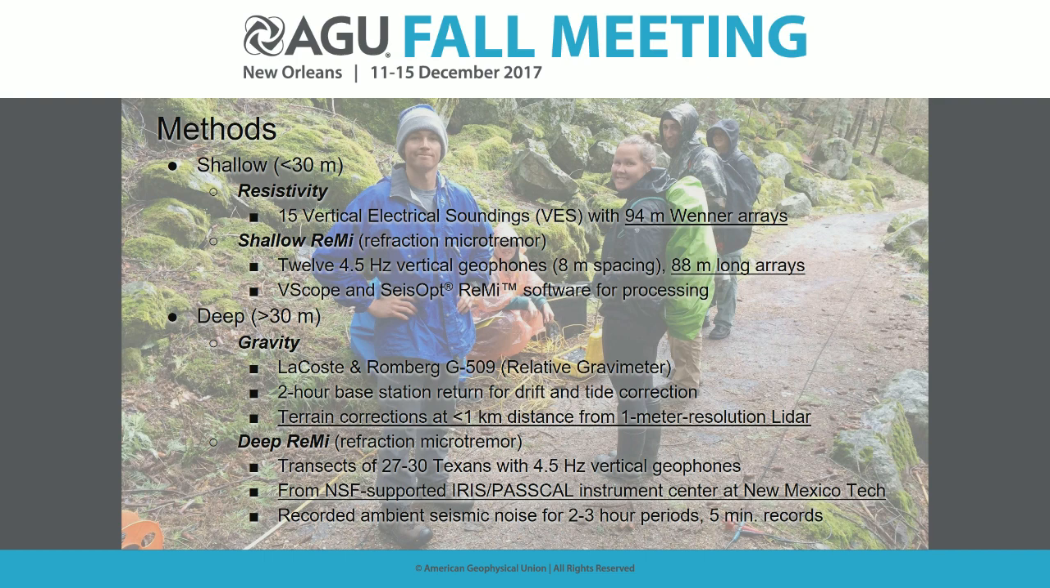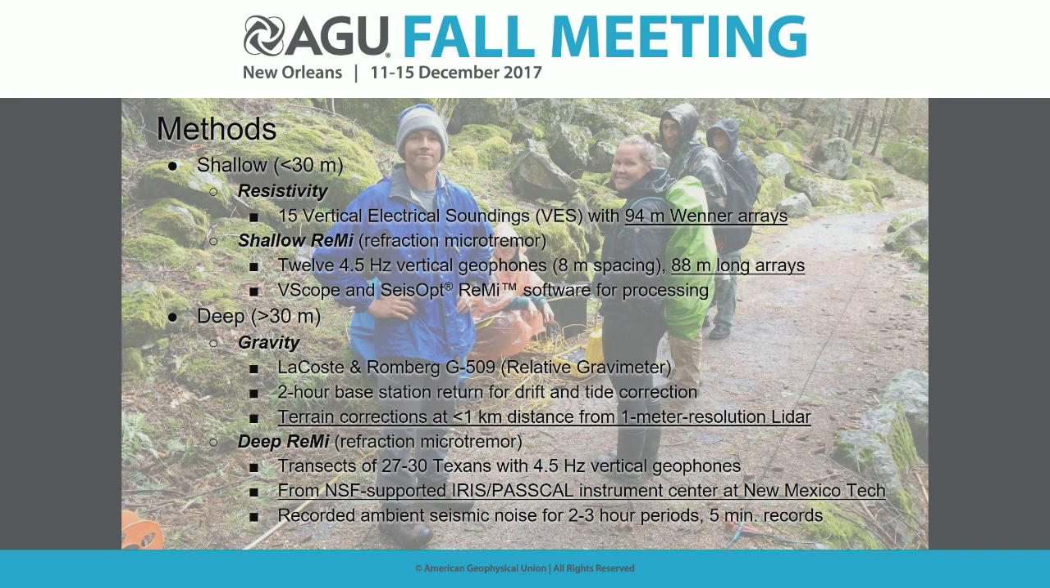So for the methods that we conducted, we did 2 different shallow methods and 2 different deep methods. Our shallow methods were resistivity and shallow REMI, and the deeper methods to go below 30 meters were gravity and deep REMI.